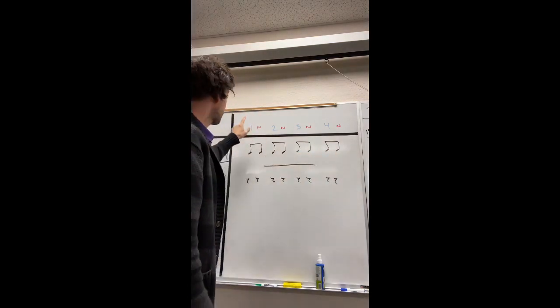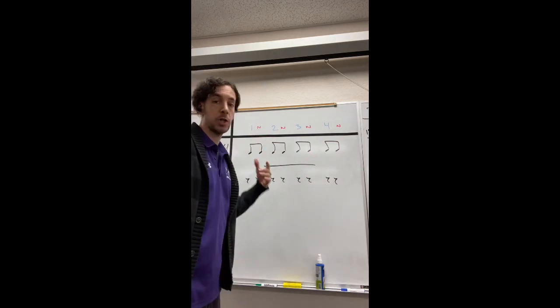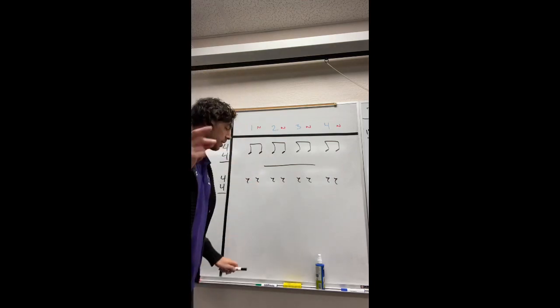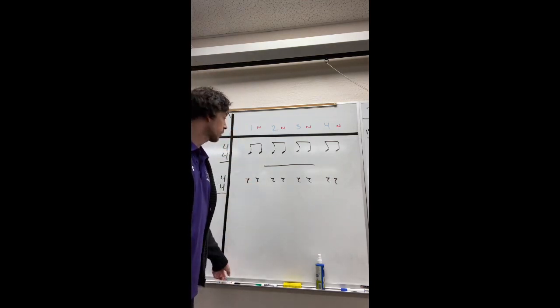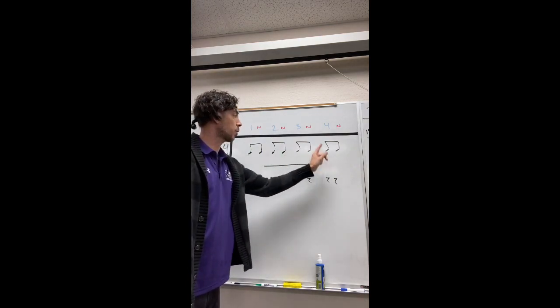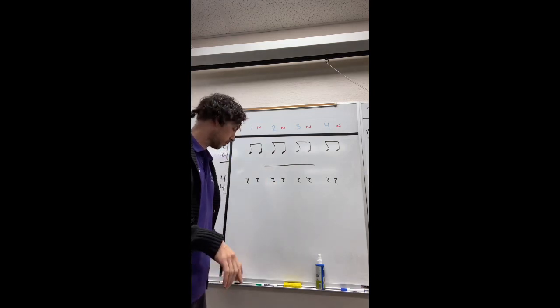But we also can't just say 1, 2, 3, 4. We have to say the "and," which you'll remember from my previous videos. So we count this, if this is our tempo, 1 and 2 and 3 and 4 and. You'll notice there's twice as many notes as before, so they go by a little faster.